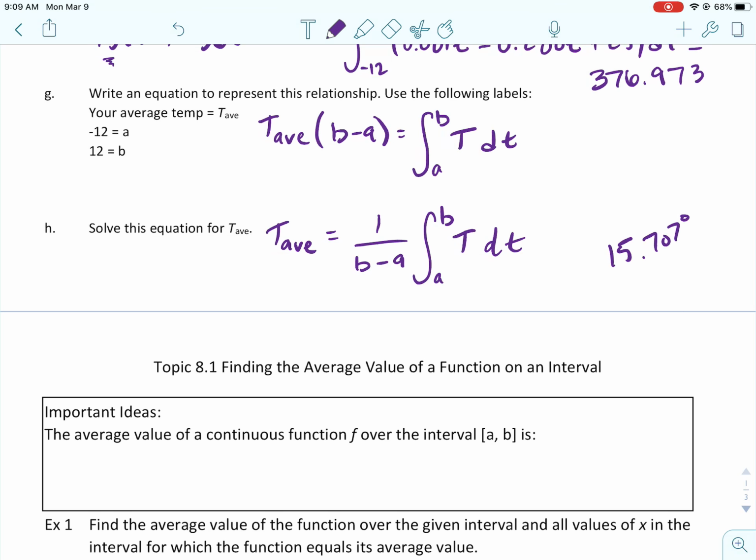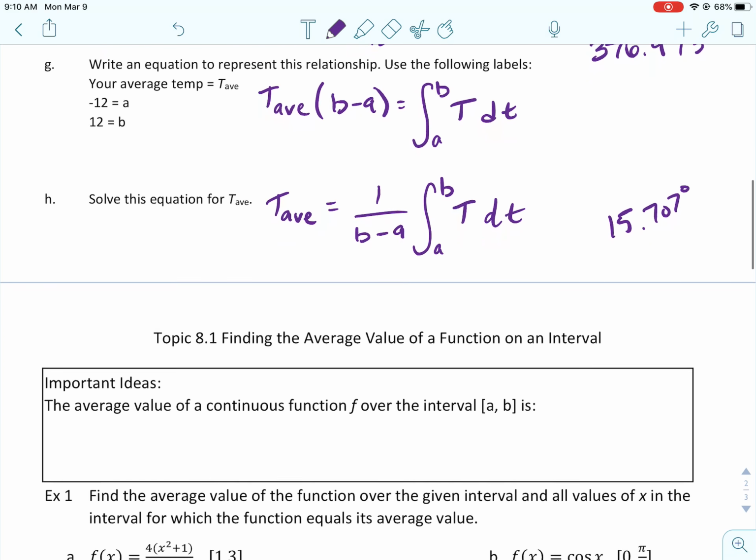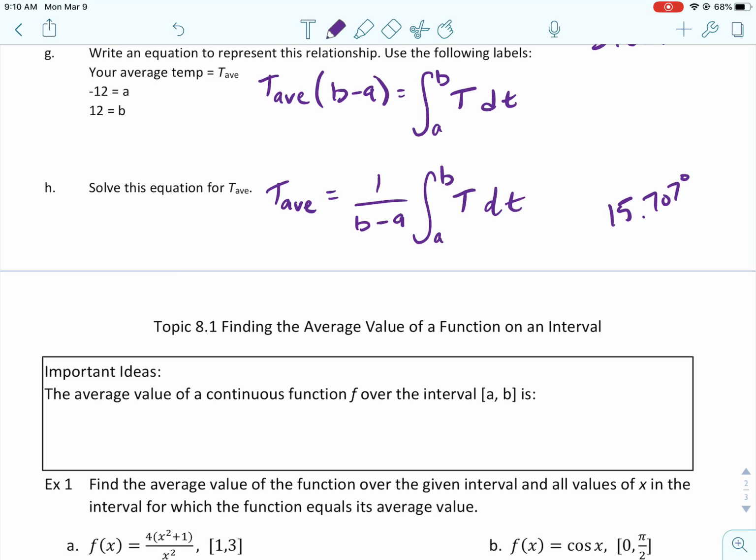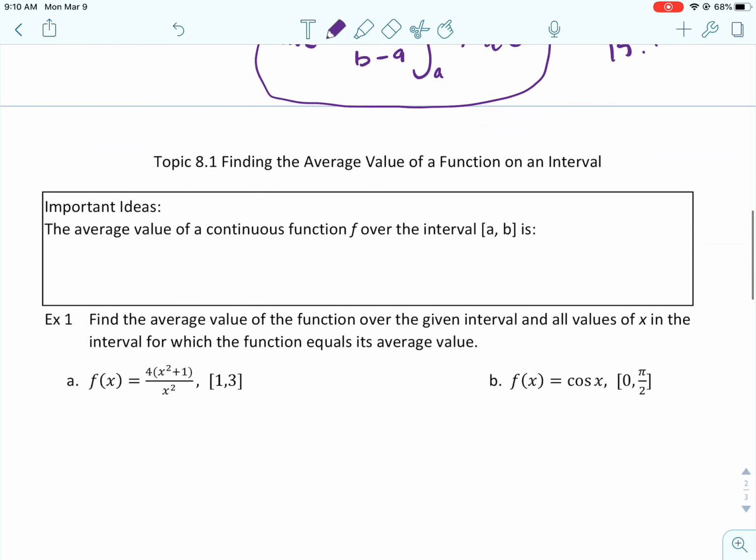15 point. Good. So if you picked 15 degrees, you were really close. If you didn't, it's fine. No big deal. So does it really matter if you do the 1 over b minus a? Because we divided by b minus a, we got the exact same answer. Yes. Well, it doesn't matter for this particular problem, but this is the formula that we're going to use. Okay. We're going to write it on the other side.